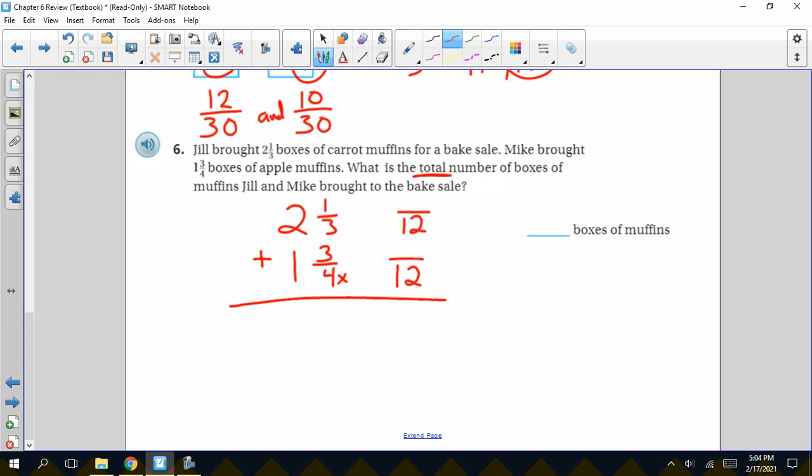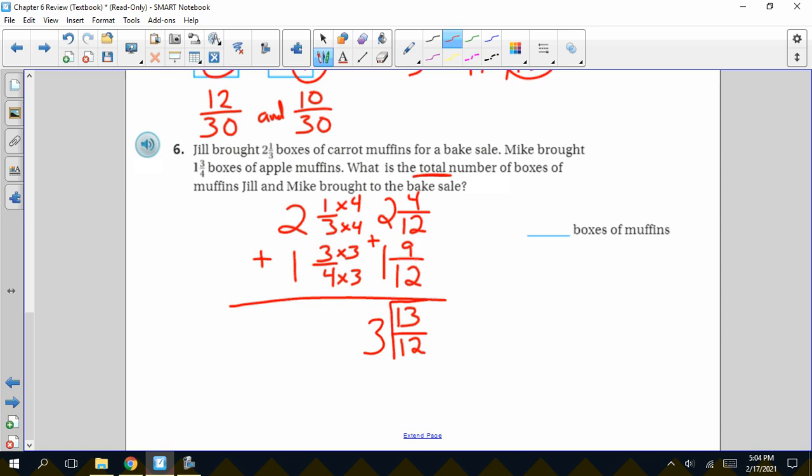Then I ask myself, 4 times what gets me 12? 4 times 3. Whatever I do to the bottom, I also do to the top. So I get 1 and 9 twelfths on the bottom. 3 times 4 gets me 12, so I have to do 1 times 4. And that gets me 2 and 4 twelfths. Now I'm going to add those two together. 4 plus 9 gives me 13 twelfths, and 2 plus 1 gives me 3.